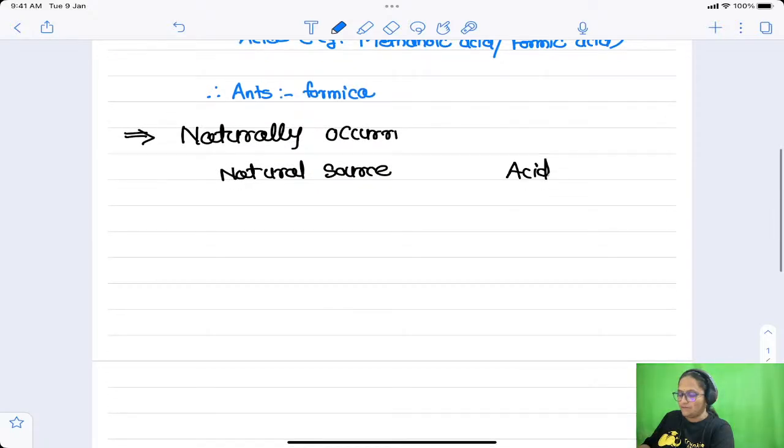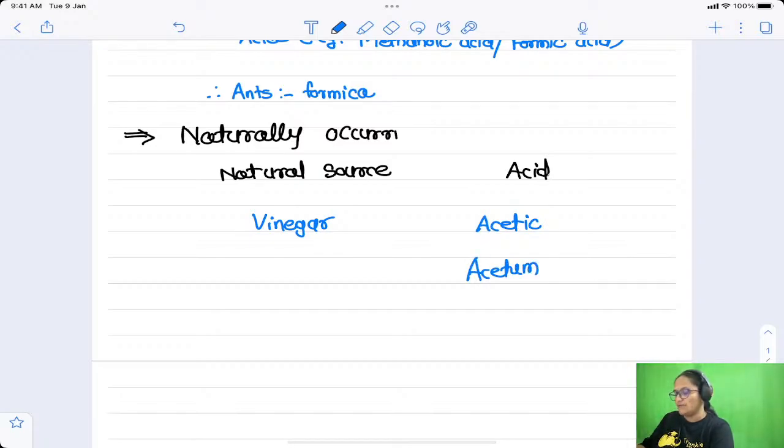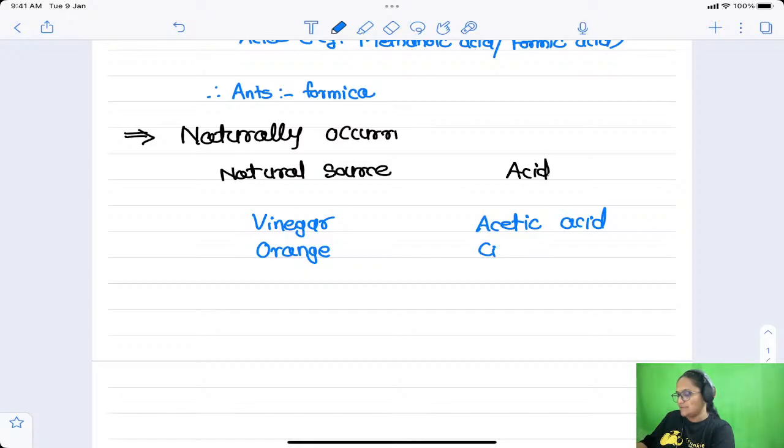So if it is vinegar, as we know, vinegar is nothing but a 12 to 15% solution of acetic acid. In Greek language, acetum stands for vinegar. Therefore the acid present in vinegar is also called acetic acid. Okay, then next substance is orange. As I have told you, in all citrus fruit the acid present is citric acid.